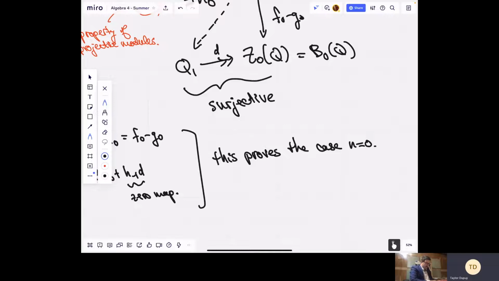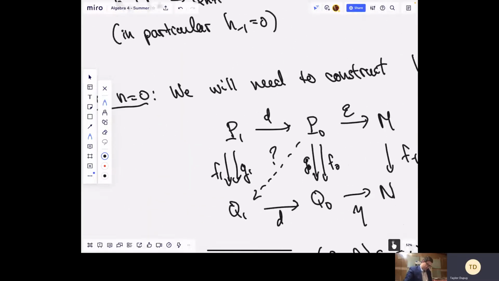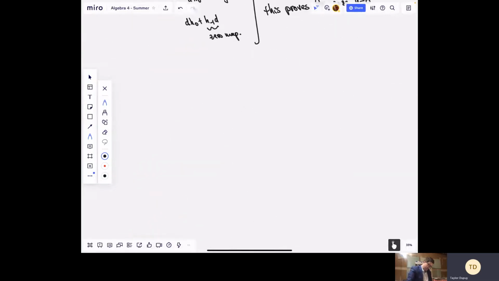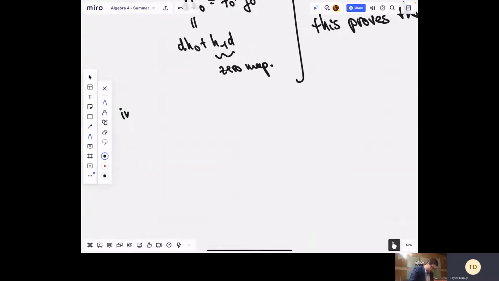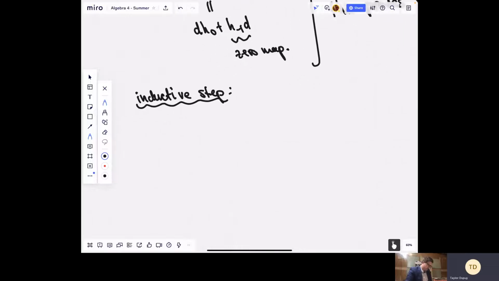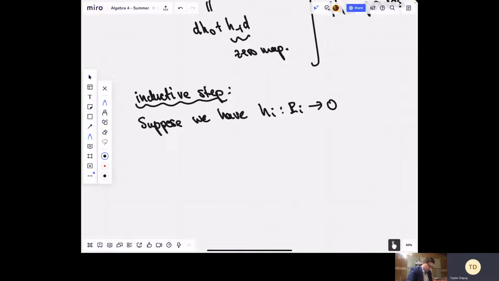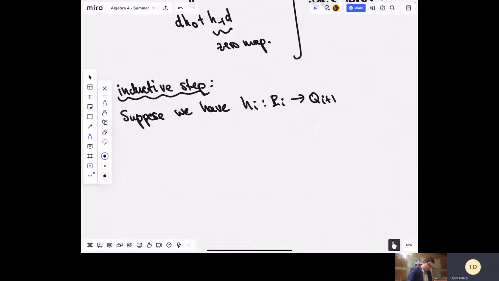All right, so now let's do the inductive part of this proof. So let's do the inductive step. Suppose we have a bunch of homotopies and we need to chain homotopies and construct the next one. So suppose we have Hi from Pi to Qi plus 1 for i less than n.